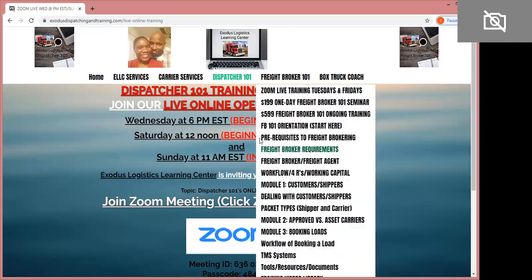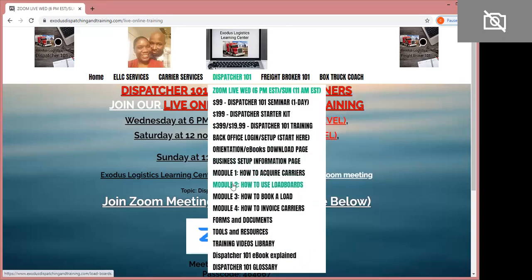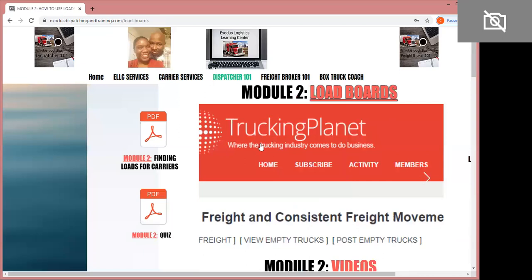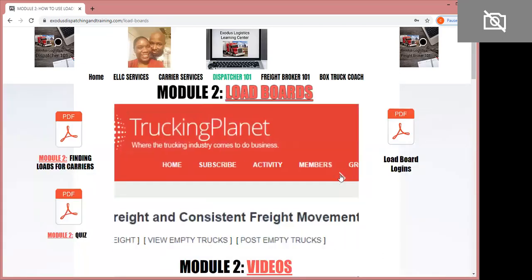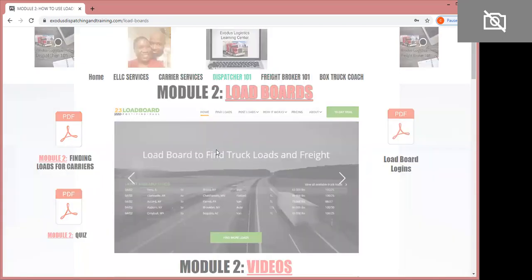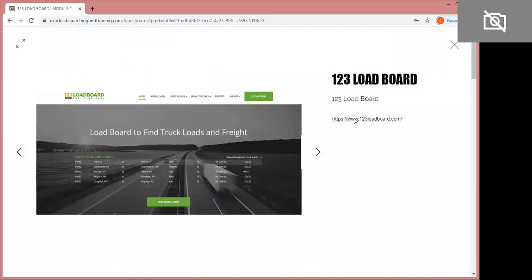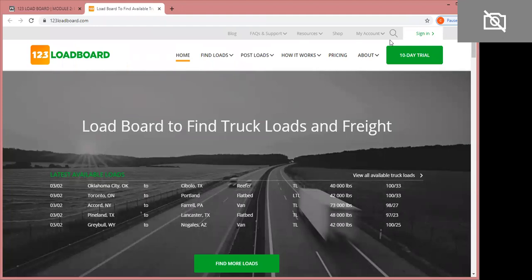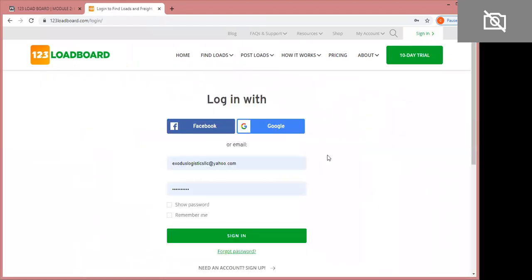On our website, I'm going to go to module 2, how to use load boards, log in, go to trucking planning, and select 123 load board. So I'm going to open up 123 load board. I have about 8 load boards I give access to my students. This is one of them.